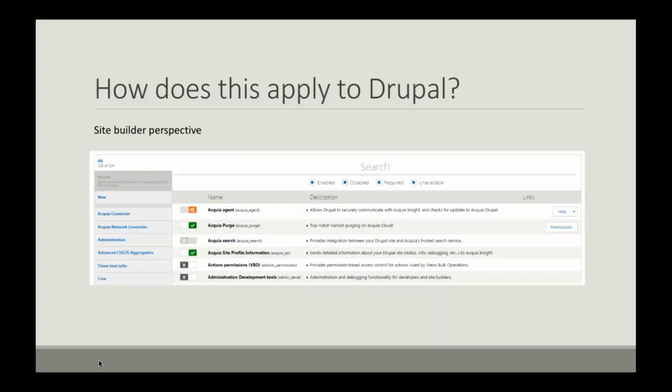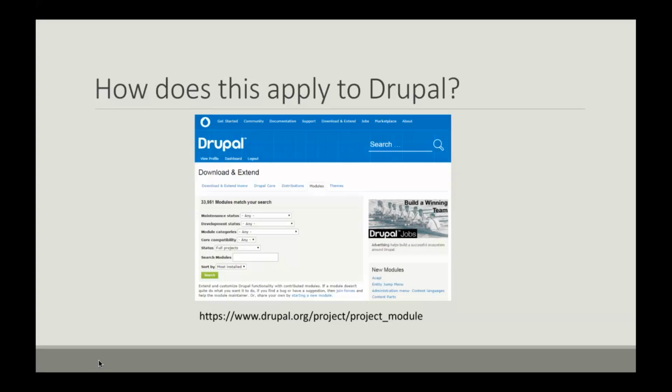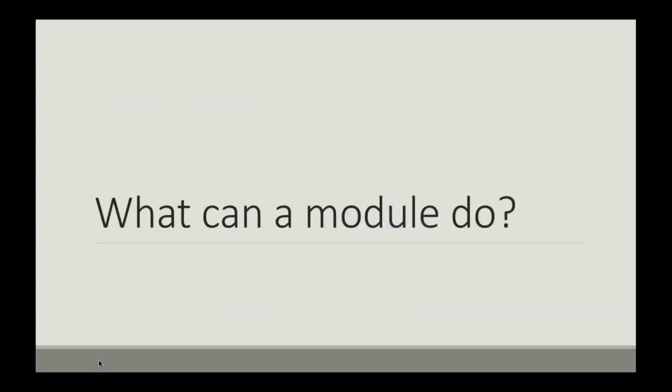From a site builder perspective, a Drupal module allows you to easily turn on and off added functionality to a site. Drupal.org provides an extensive library of modules that is searchable. For the most part, the majority of any added functionality that you would need for a site, you can probably find at Drupal.org. Chances are you don't need to actually custom code anything, you can find it there.